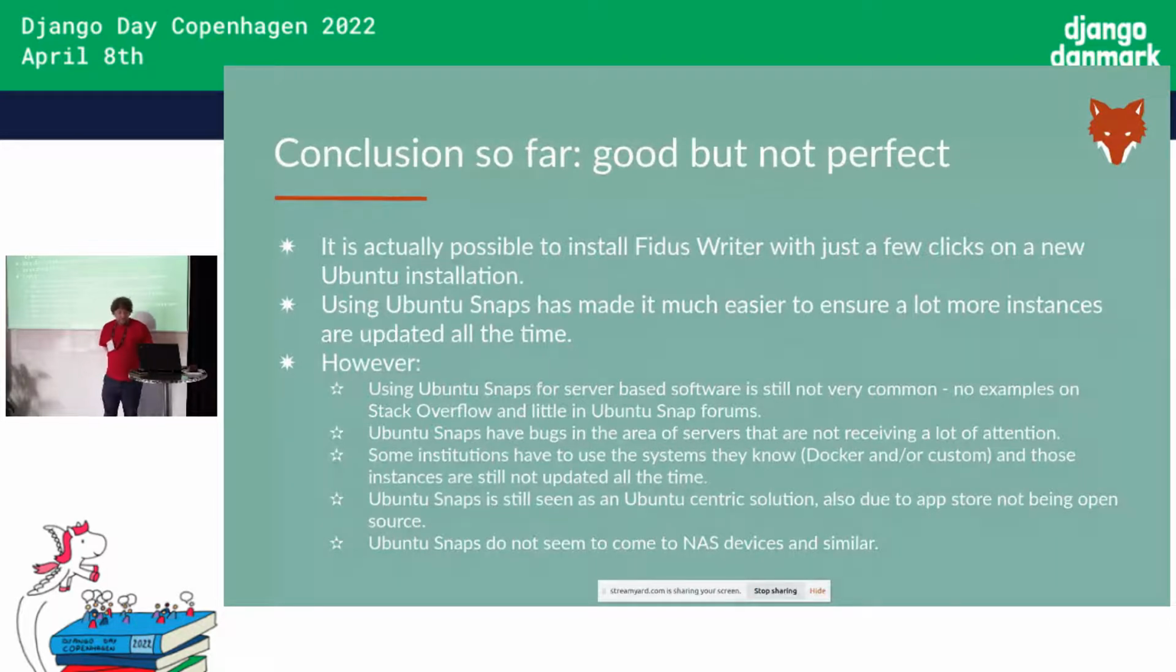And so there's also a number of bugs in here, and if you look at the code of the Fidus Writer Snap, which is on GitHub and which is also open source, you can see there are several times where we work around a major bug in their system that hasn't been fixed for multiple years, probably because there's hardly any demand for getting this fixed. So that's an issue.